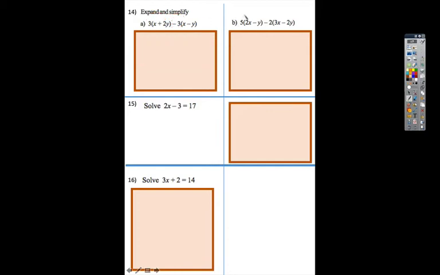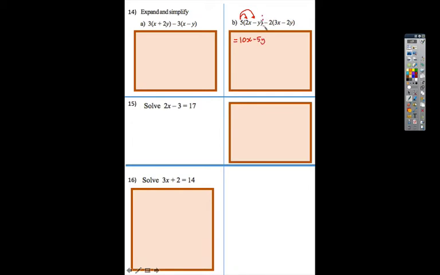Moving on to 14b. 5 times 2x is equal to 10x, and 5 times minus y is minus 5y.